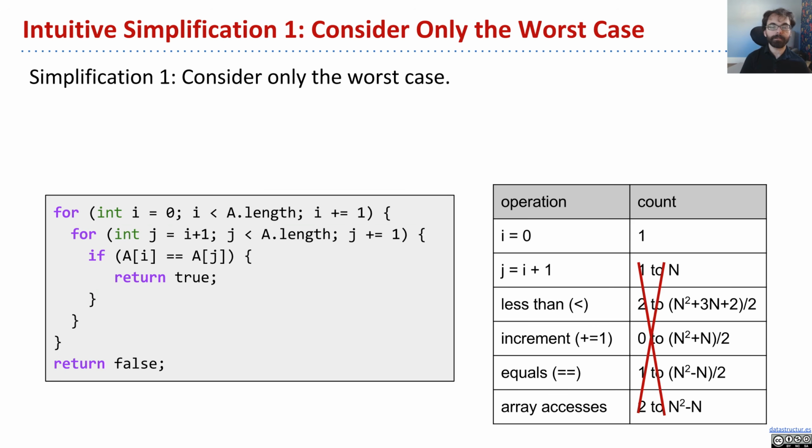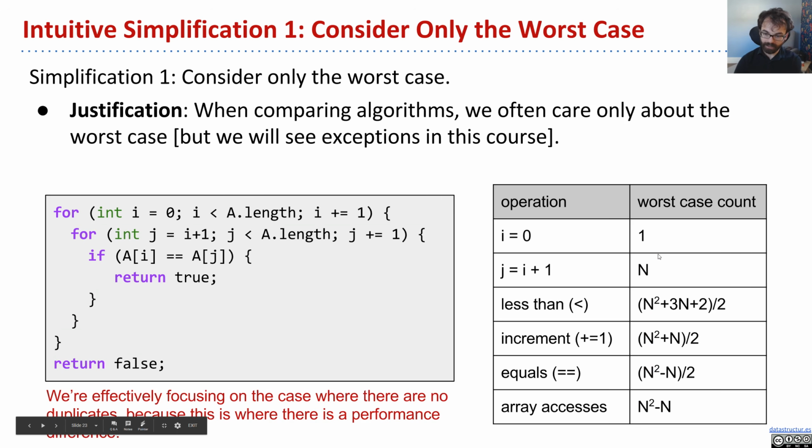So the first simplification we're going to make is going to be to consider only the worst case. We're going to ignore this best case situation, and our table ends up just being the worst case counts. The reason we do this is that often, but not always, the worst case is where we see the most interesting effects, or the most interesting differences between algorithms.